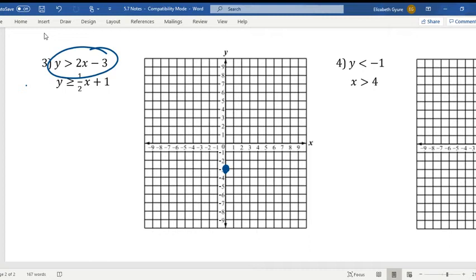Hannah, what's our slope? Okay, I don't know. Hayden, what's our slope gonna be? 2. Yep. Hayden, how do you count out a slope of 2?